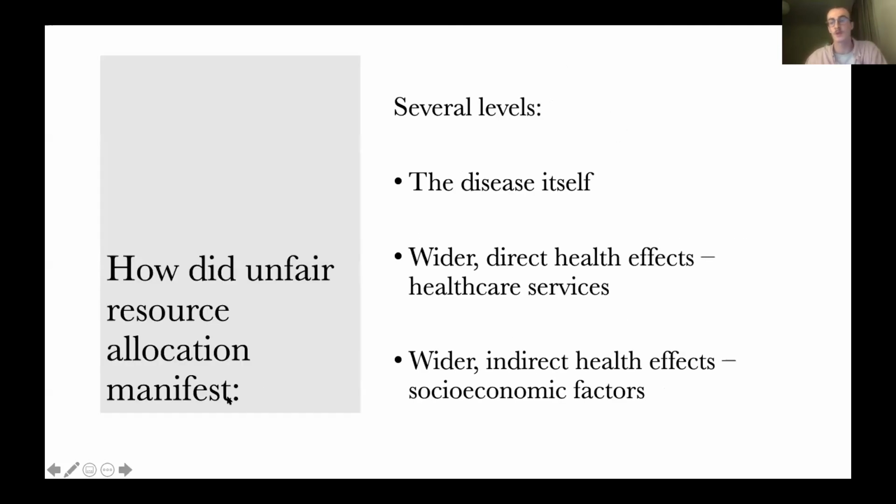So in terms of talking about different aspects of unfair resource allocation, I'm going to talk about this at several different levels. Firstly is with respect to the disease itself, and then a bit about wider direct health effects. And by that I mean the impact on health services and how this has impacted other diseases that aren't COVID. And also I'm going to talk a bit about wider indirect health effects. And by that I'm really going to be talking about socioeconomic factors that have been affected by the lockdown and various other policies during the pandemic.